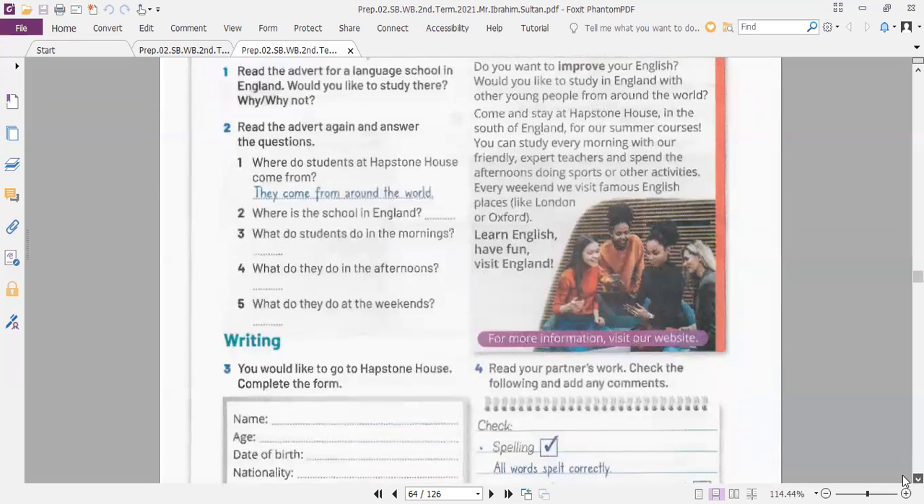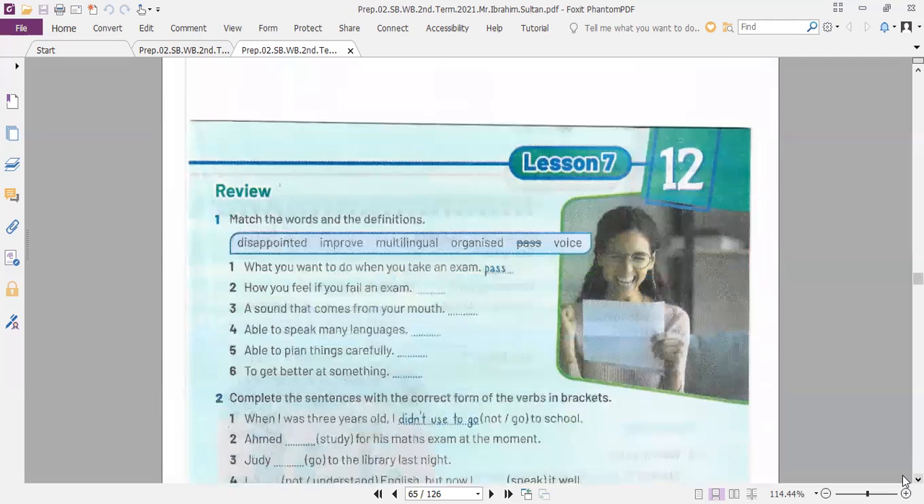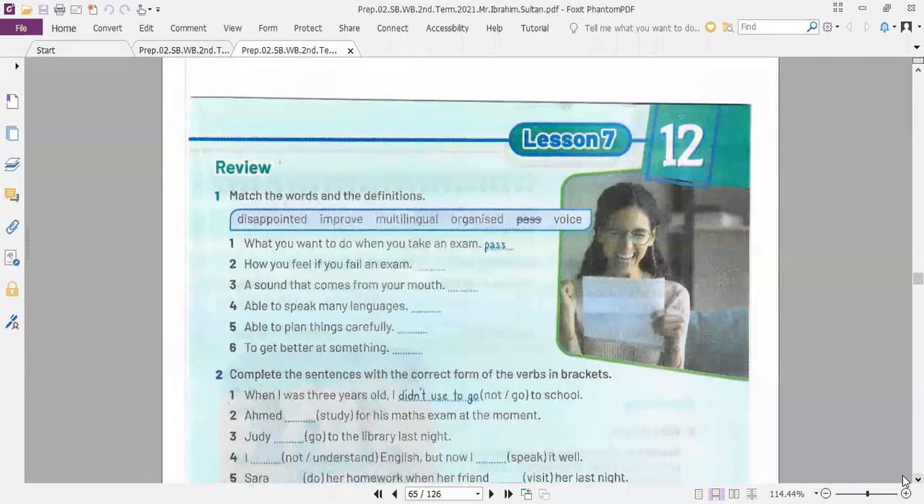Yes. And here we have an exercise, page 63. Disappointed, improve, multilingual, organized, pass, and voice. Number one, what you want to do when you take an exam, you want to pass, okay? Number two, how you feel if you fail an exam? Disappointed. أكيد لو حد سقط في الامتحان هيبقى disappointed.